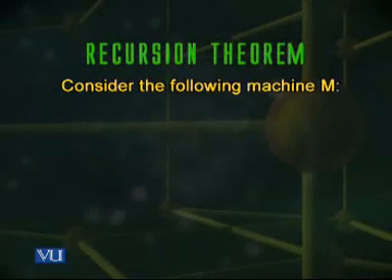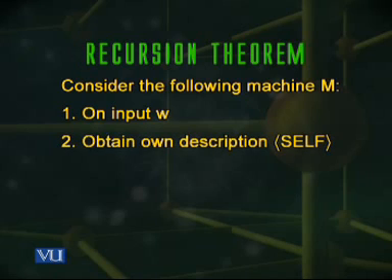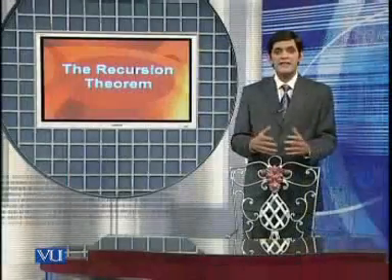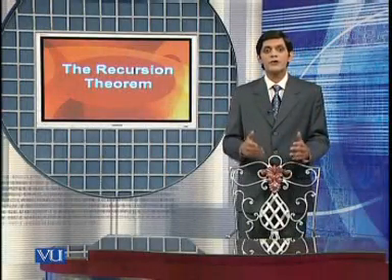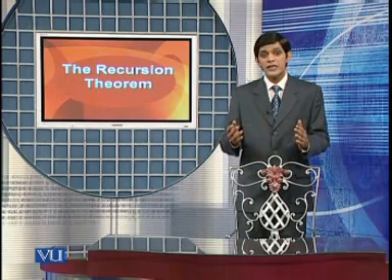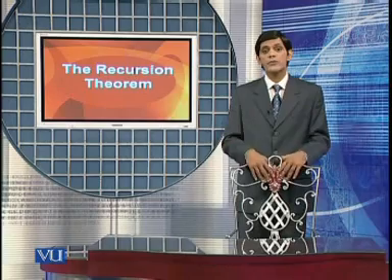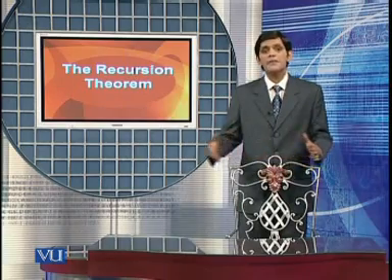Let's consider the following Turing machine M. On input W, obtain own description self and now print self. This machine prints its own description. It is so easy to design using the recursion theorem, or when we have the recursion theorem at our disposal. So, using the recursion theorem, it's a triviality to design a machine which prints its own description. The machine actually gets its own description, which it is allowed to do because of the recursion theorem, and simply prints it out.